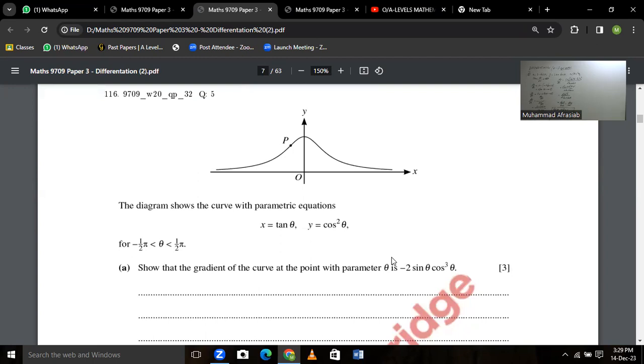It is given that the diagram shows the curve which has x equal to tan θ and y equal to cos²θ, where θ lies between minus π/2 and plus π/2. Show that the gradient of this curve at the point with parameter θ is minus 2 sin θ cos³θ.